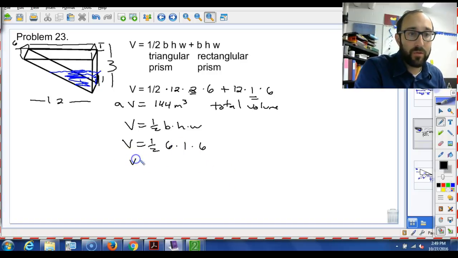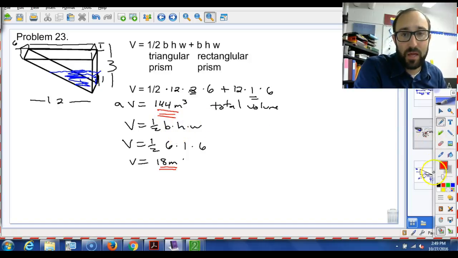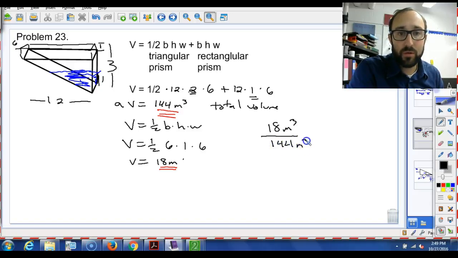Alright? So when I go through that and I get my answer, my volume for this one should be 18 meters cubed. So I've got the possible cubic meters and the total cubic meters. So part A, the last part of part A, tells us to take what's the percent of it that is filled. Well, for part A, we can take 18 meters cubed over 144 meters cubed. And you're going to get a ratio, and we're going to change that to 12.5.